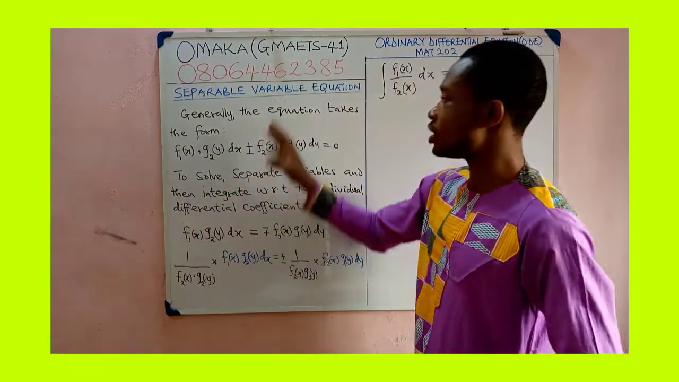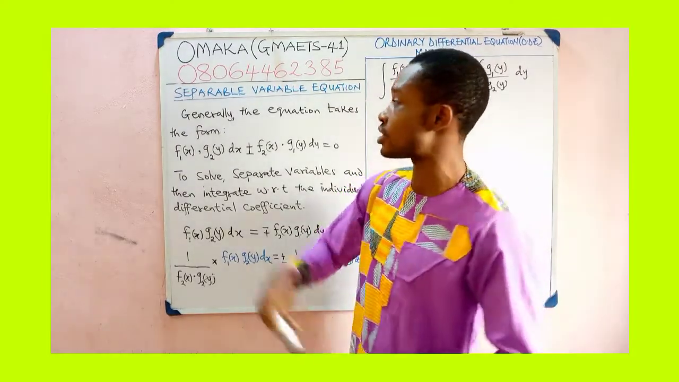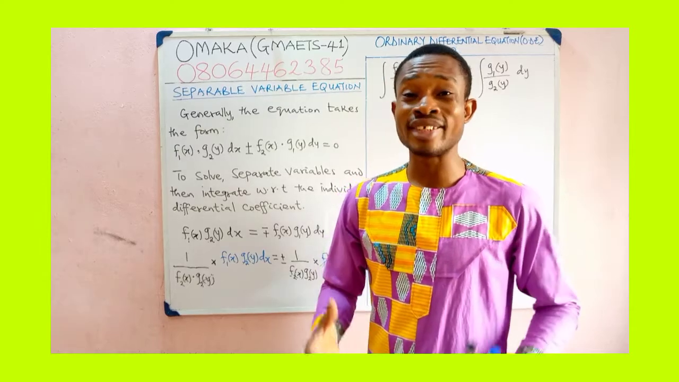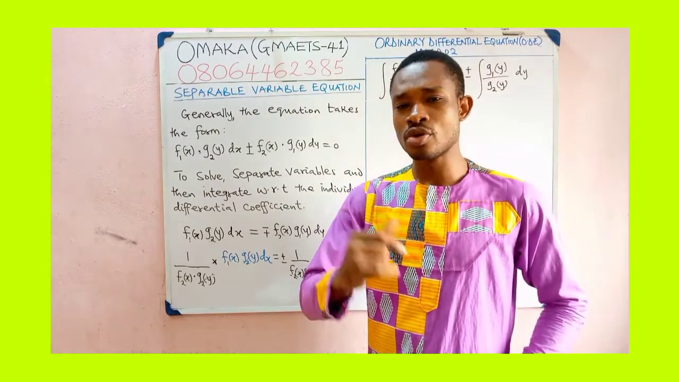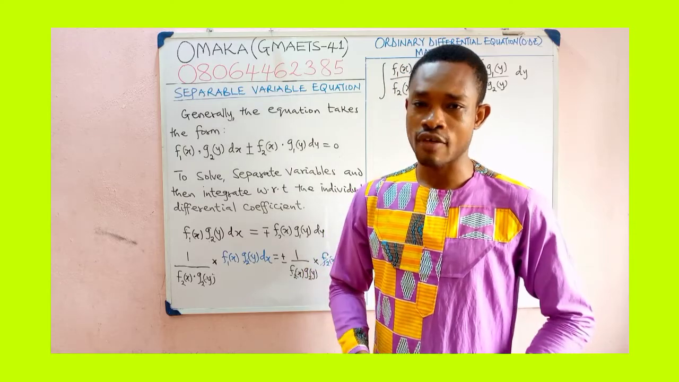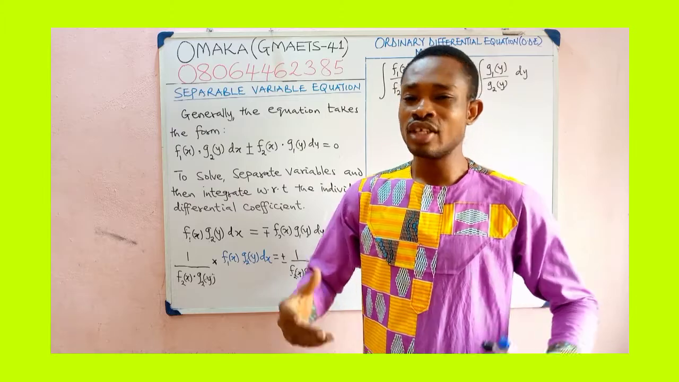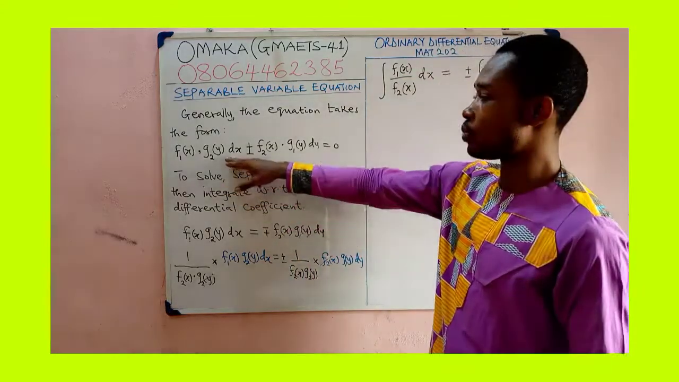In this video, we now want to start with the first form of ordinary differential equation known as the separable variable equation. It's very important for you to be able to identify a particular form of ordinary differential equation so that you know the technique to apply in solving it. Now, how do we identify the general separable variable equation? Look at it written on the board here.